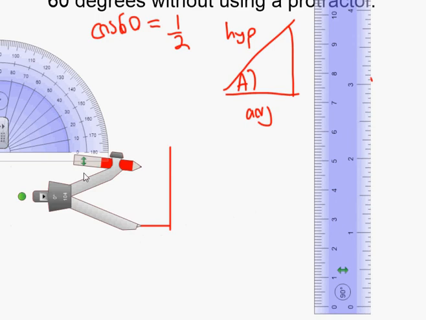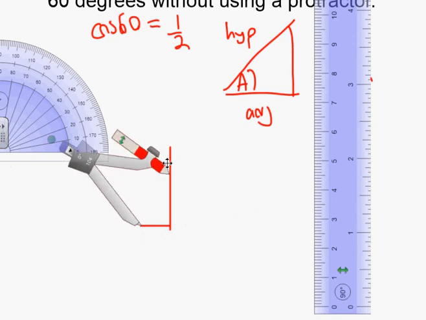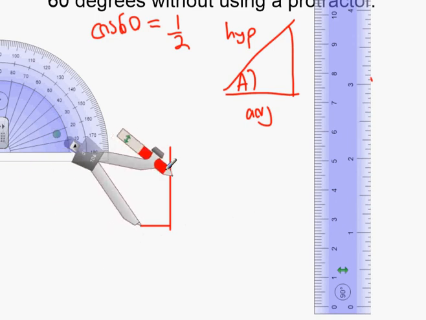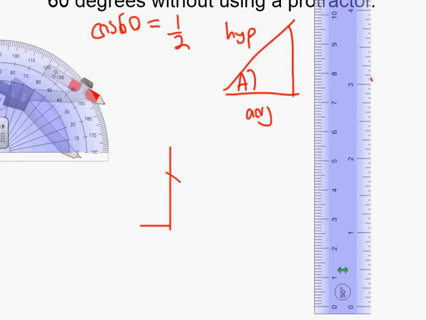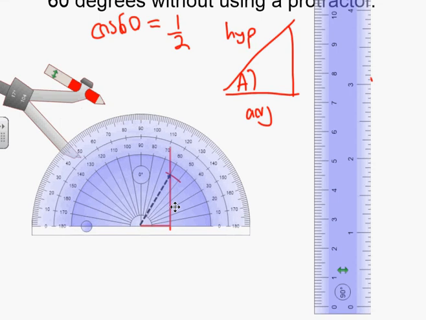There, yeah. Then come back around. Mark it off. Okay. There you go. And then after that, link it up. And what happens when you link it up? We should have 60 degrees, right? Yeah. Let's check it out. 60 degrees on the money.